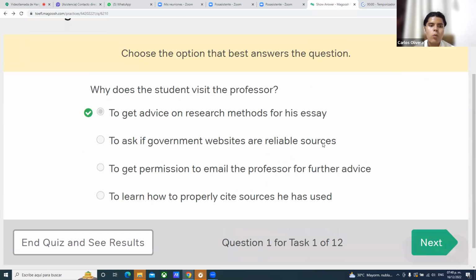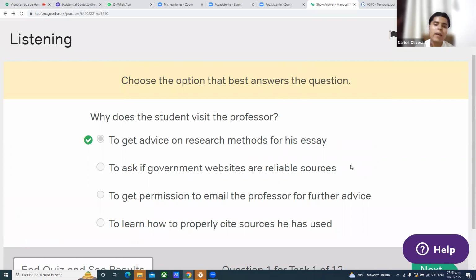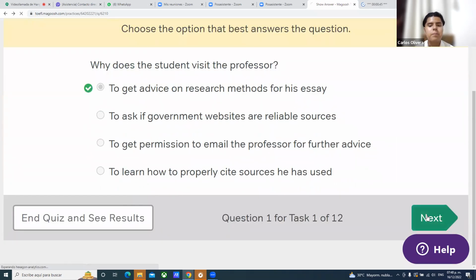Let's see. So why does a student visit the professor? To get advice on research methods for his essay. I think this is very clear, right? He enters the room. He says, well, I need to get some advice because I have forgotten some things we have discussed in class. Could you help me, right? And the professor says, yeah, of course.